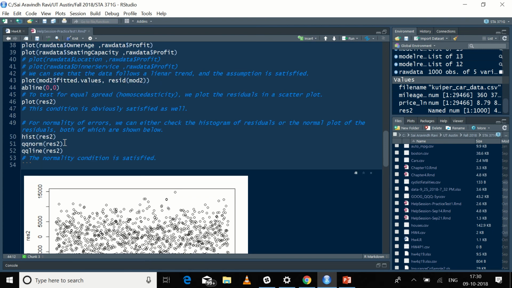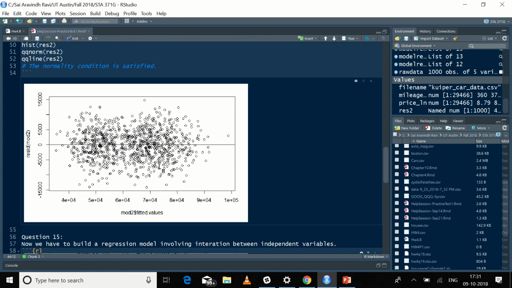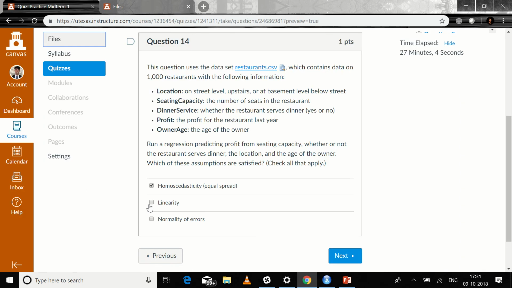Okay, and finally, I'll run this again very quickly. You can see that there is no funny pattern going on here. It's again random. There are outliers, but for the most part it looks decent. So I can say that the linearity assumption holds good as well.